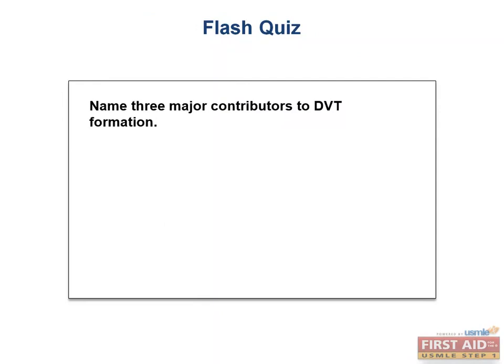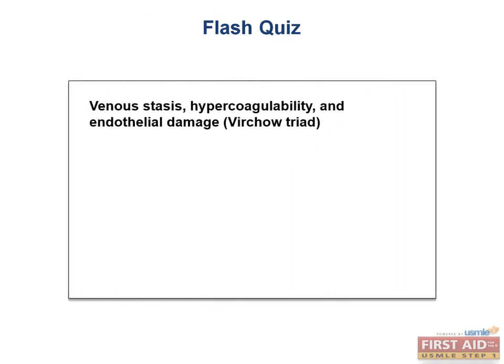Name 3 major contributors to DVT formation. Venous stasis, hypercoagulability, and endothelial damage. Virchow triad.